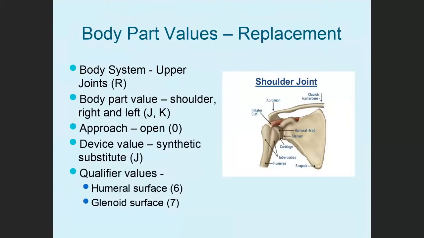So more replacement values. In the upper joints, the qualifiers are also used to give more information for replacement. So for example, for body part value shoulder, the qualifier values indicate the area being replaced, the humeral or glenoid surface.